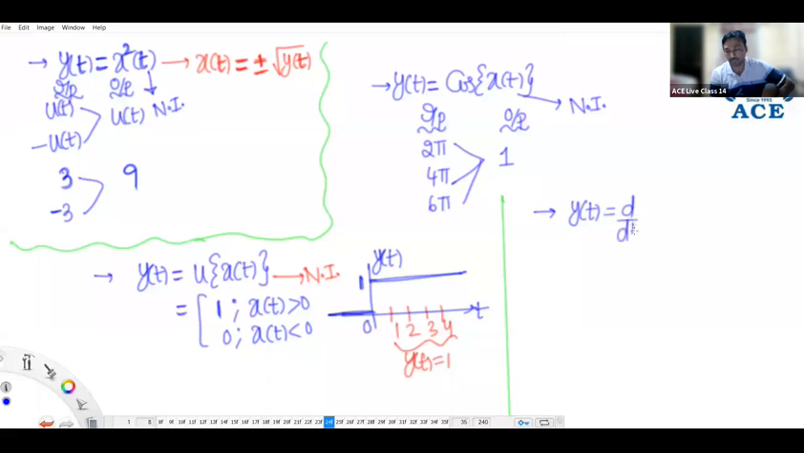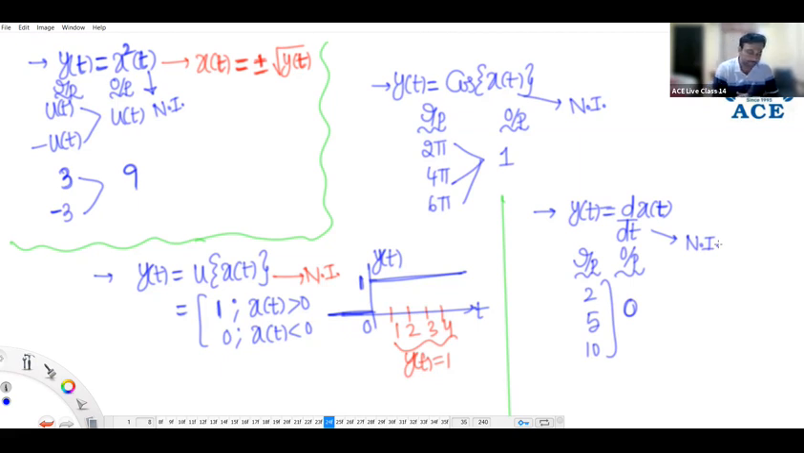d by dt x(t), a differentiator. Differentiation of any constant number, what is the result? Differentiation of any constant is 0. Means it is non-invertible. You try to differentiate any constant value, the result becomes 0. Non-invertible.